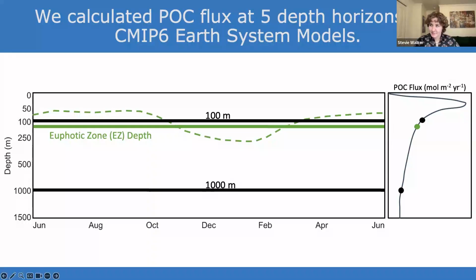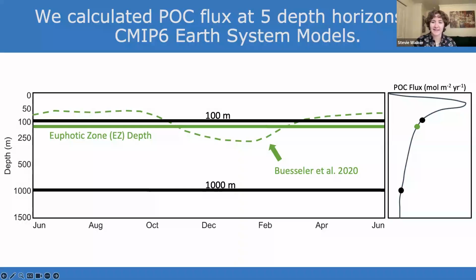But then we also calculated POC flux at three spatially and temporally variable depth horizons. The first being the annual average euphotic zone depth. And this has been suggested by Bissler et al. as a good choice of export depth horizon, since it's sort of the natural boundary for the base of the productive layer. But it's much harder to calculate in models.